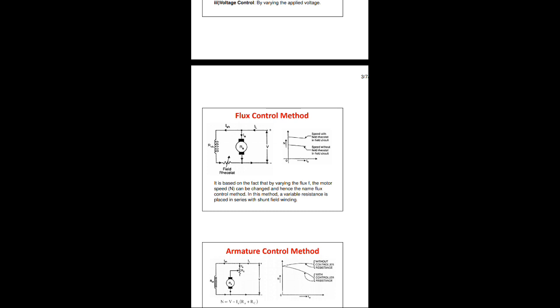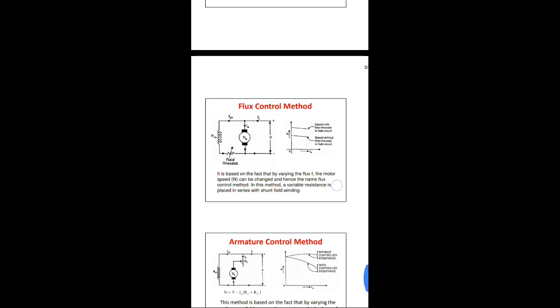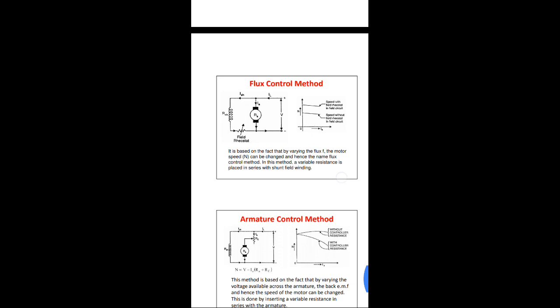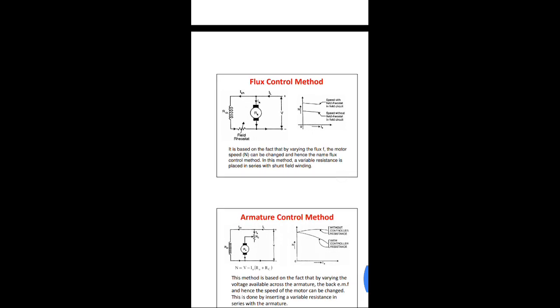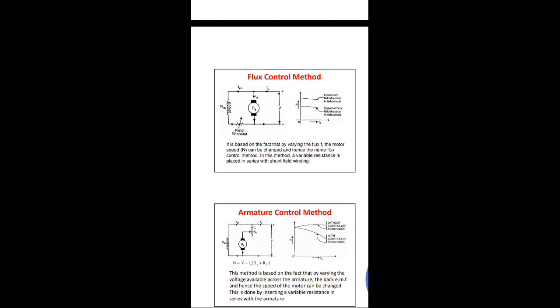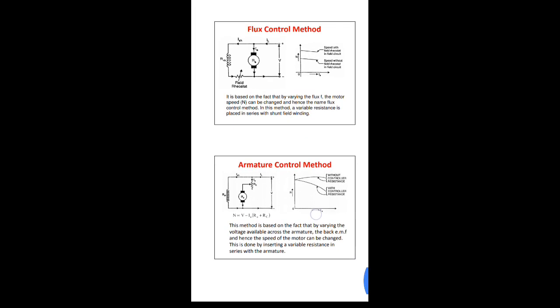This graph shows speed versus armature current. Speed with the field rheostat in the field circuit is above the rated speed. Above the rated speed, this method is used. Suppose the motor has a rated speed of 1500 rpm, if you use the flux control method, you can obtain above the rated speed. Above 1500 rpm, we can use it.